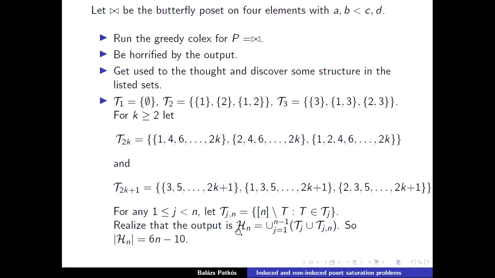Basically, it looks like, or almost like, 6 maximal chains. So the size of the output is always going to be 6n minus 10. Once we have a hint by the computer, and therefore a conjecture for what the collex greedy process gives, then we can prove it mathematically, via induction, that this is indeed the output of the greedy collex process. And then we immediately obtain an upper bound of 6n minus 10 for this butterfly poset.